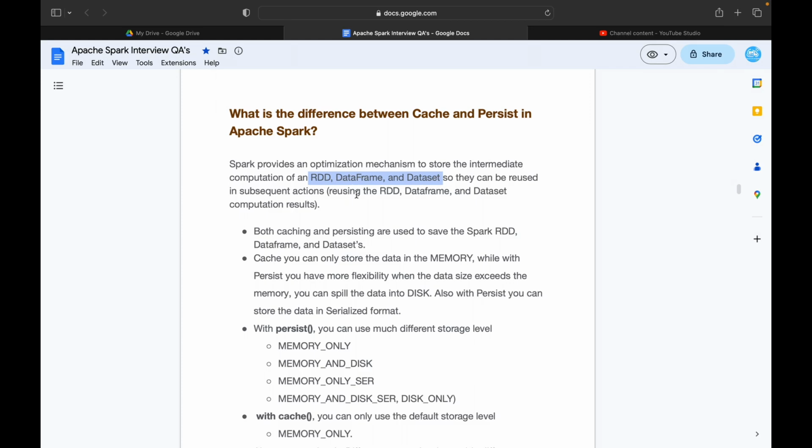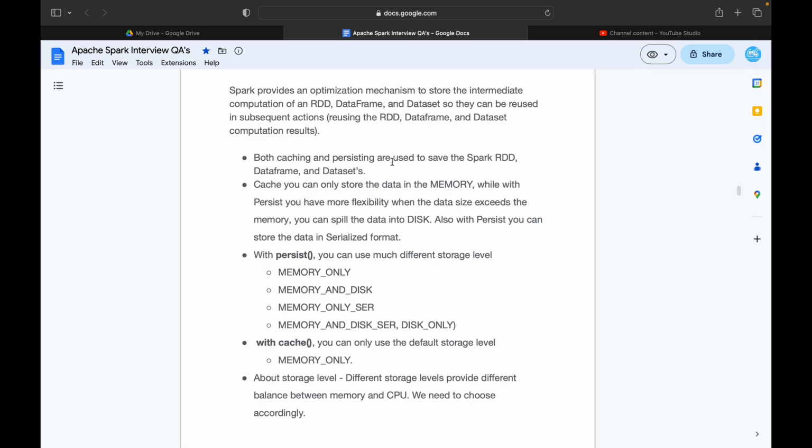It means we will be reusing the RDD, data frames, and datasets with their computation results. So both cache and persist are used to save the Spark RDD, data frame, and dataset. First thing, we'll understand what is cache and what is persist. With cache, you can store only the data in memory, while with persist you have more flexibility. When the data size exceeds memory, you will be able to save it in memory as well as on disk.